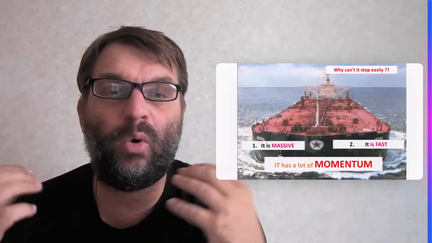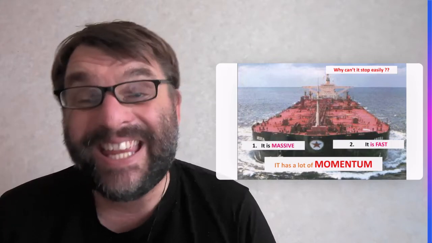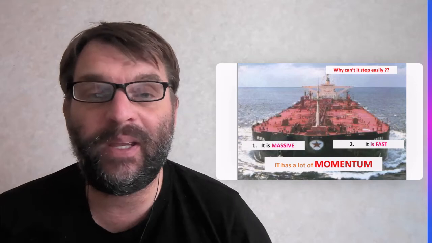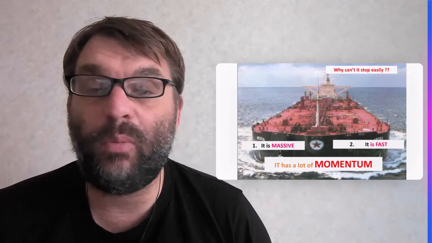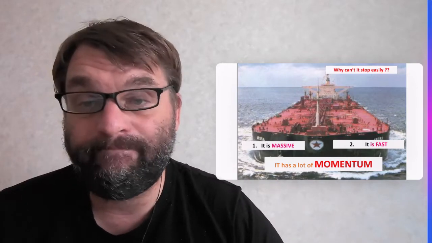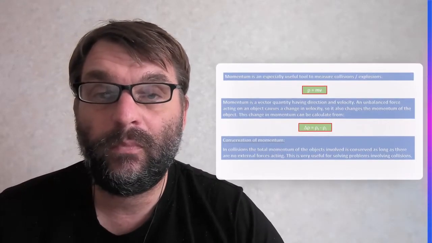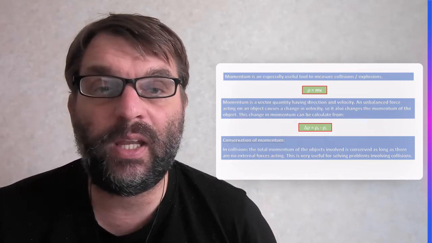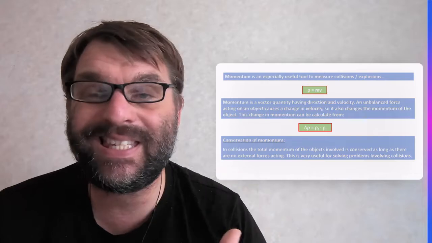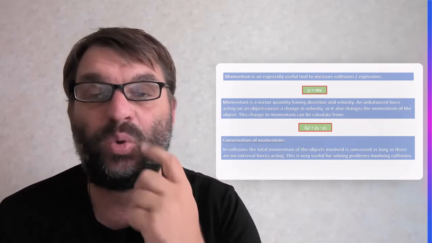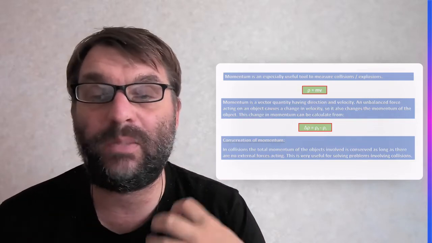So why can't this giant oil tanker stop that easily? Well, it's twofold. It's very, very big, and it's also moving quite quickly. It has a lot of momentum. So remember from last year that momentum essentially is the mass of an object times its velocity. And again, this is quite useful when we're looking at collisions and explosions.